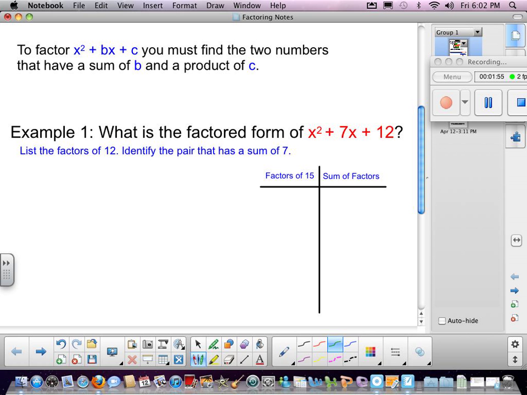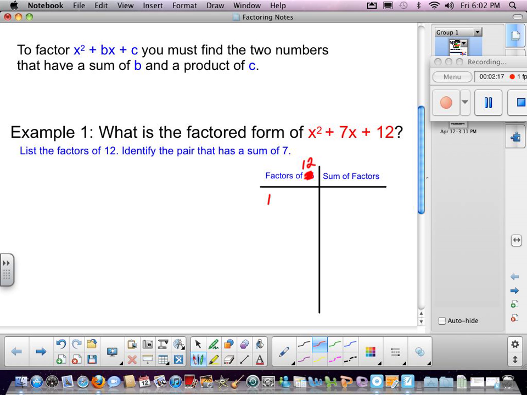Moving on to this first example. What is the factored form of x squared plus 7x plus 12? We've got a little hint here: list the factors of 12. Identify the pair that has a sum of 7. And this should say 12, not 15.